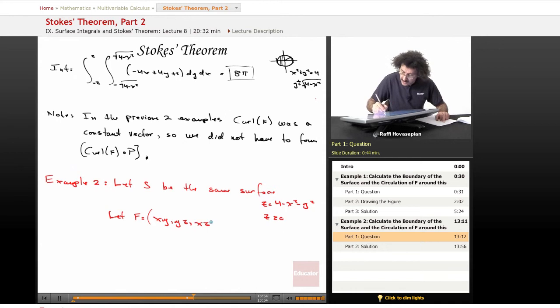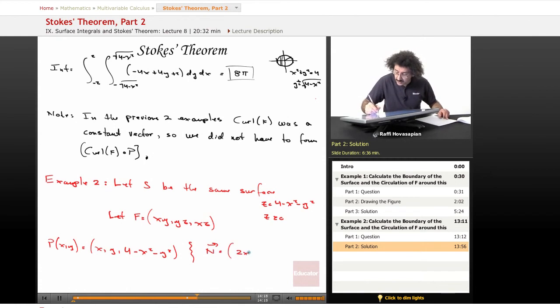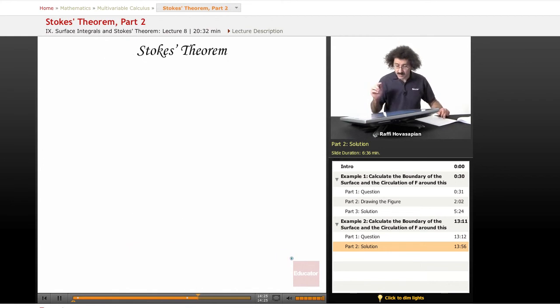Okay, so we have our parameterization, which is always what we want to start off with. (x, y) is x and y, and of course the function itself, 4 minus x squared minus y squared. We already know what n is. We calculated it from before, so n is equal to 2x, 2y, and 1. So now let's go ahead and calculate the curl of F.